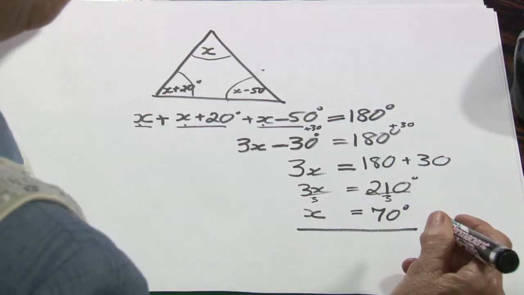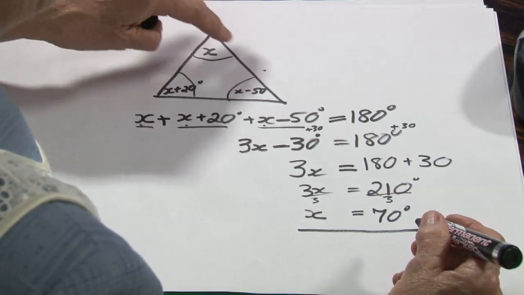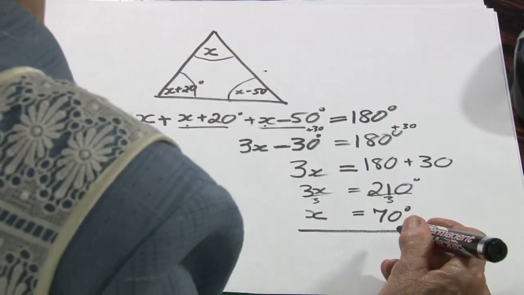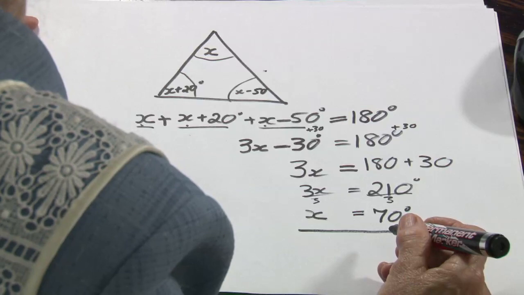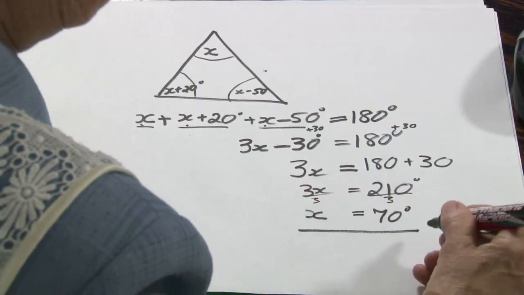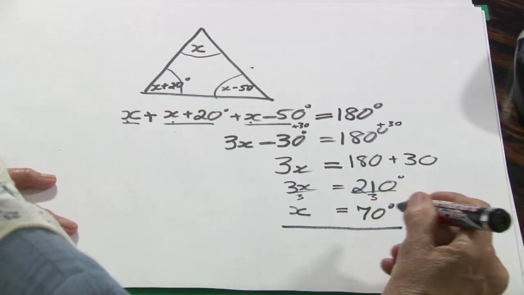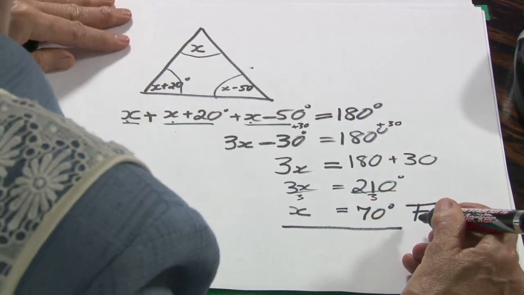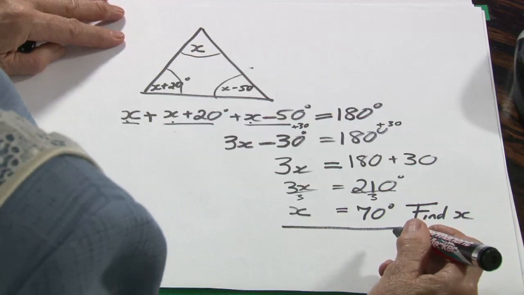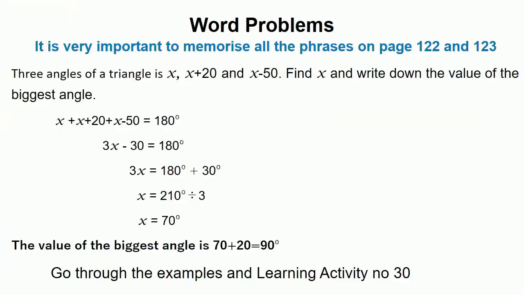Now, I didn't read further. I just read the 3 angles of a triangle and I solved x. What did the question say? Find x. I found x. I've got it. Find x. And read the question and write down the value of the biggest angle.